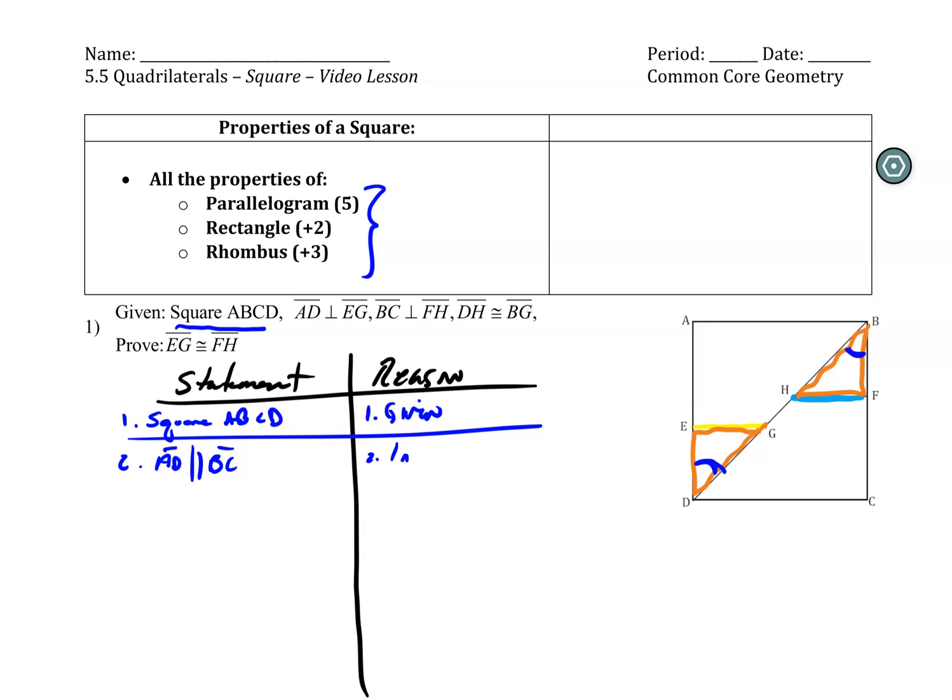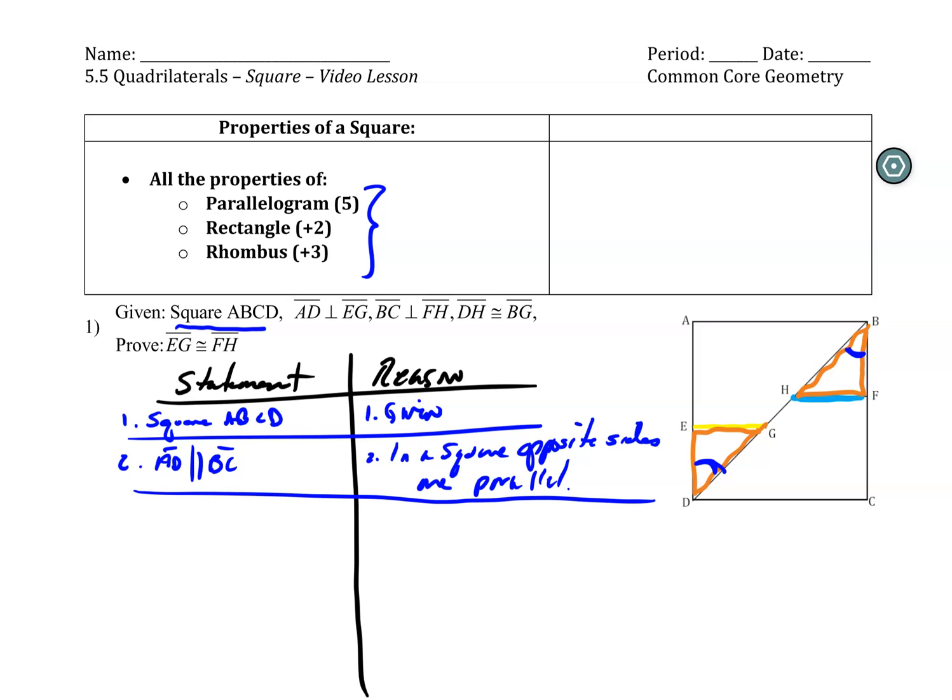And that's because in a square, opposite sides are parallel, right? That's really the property it comes out of, because it's a parallelogram. And then we can make the claim, I'm going to call this angle 1 and angle 2, so it's easy to determine.